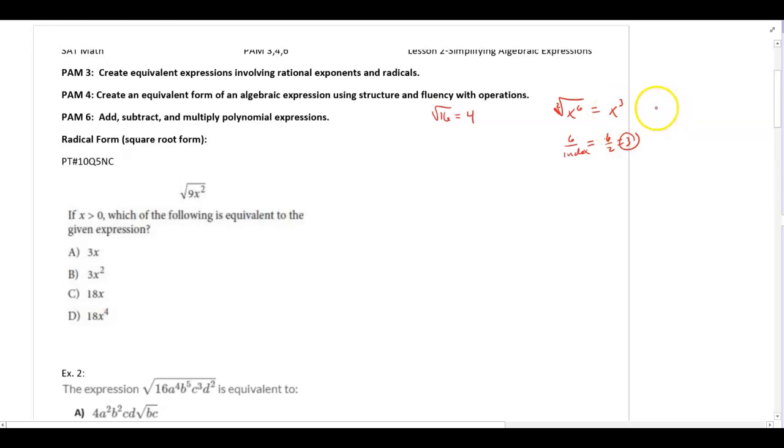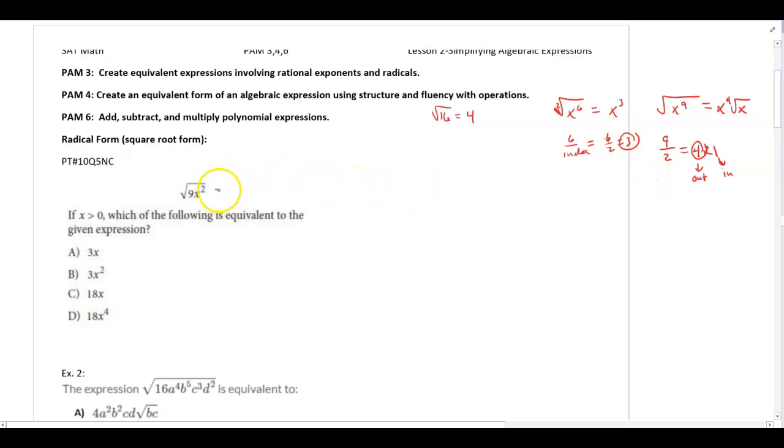But what happens if I have an odd number that doesn't divide by 2, such as the square root of x to the, say, 9th? When I divide 9 by the index 2, 2 goes into 9 4 times, and I have a remainder of 1. So what happens is this becomes the exponent on the outside. This becomes the exponent on the inside. So that would be x to the 4th times the square root of x.